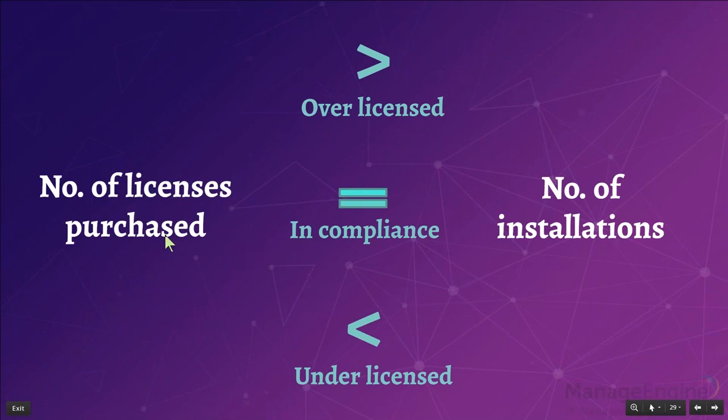So if the number of licenses purchased is equal to the number of installations, we call that in compliance. If the number of licenses purchased is greater than the number of installations, it's called over license. And if it is the other way around, if the number of installations is greater, then we call that under license. So we may have to purchase additional licenses. So these are the basic things about licensing.